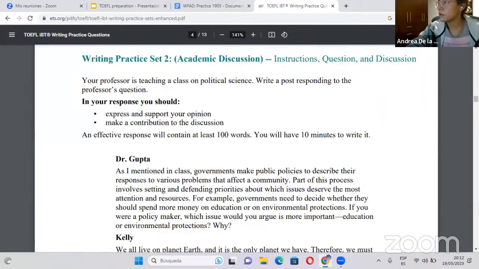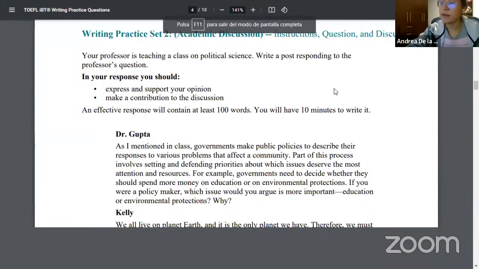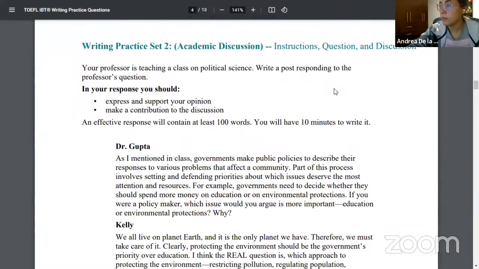Okay. So let's read it all together, and that way you will have a few more minutes to write the response. Initially, it's okay if you give yourself more than 10 minutes. So remember, the instructions say your professor is teaching a class on political science. Write a post responding to the professor's question. In your response, you should express and support your opinion and make a contribution to the discussion. An effective response will contain at least 100 words. You will have 10 minutes to write it.